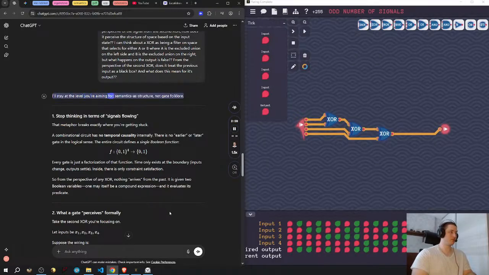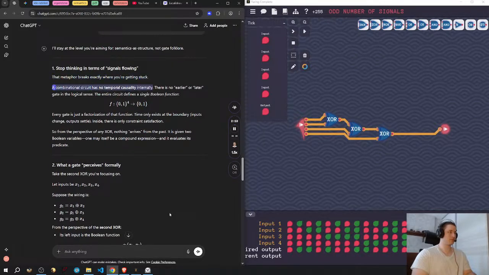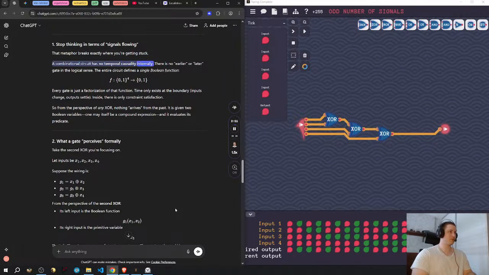I'll stay at the level you're aiming for. Semantics is structure, not gate folklore. Stop thinking in terms of signals flowing. That metaphor breaks exactly where you're getting stuck. A combinational circuit has no temporal causality internally. There is no earlier or later gate in the logical sense. The entire circuit defines a single Boolean function.